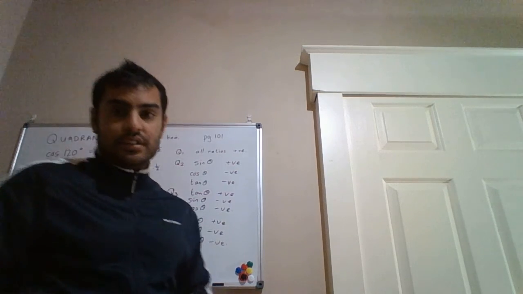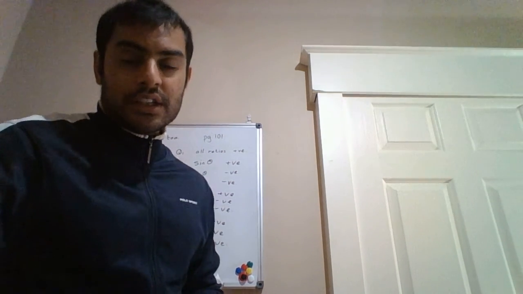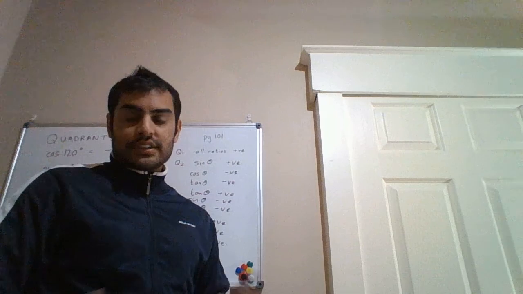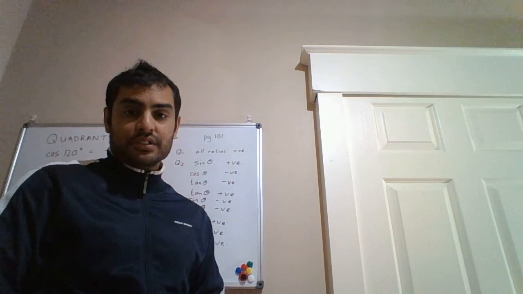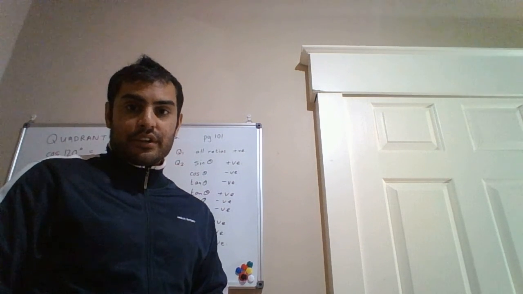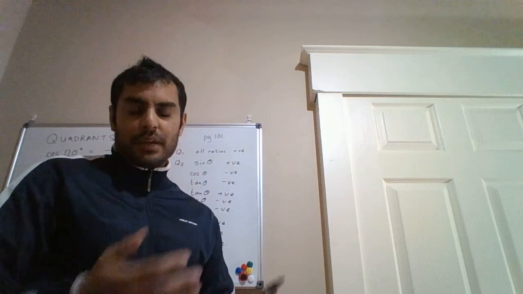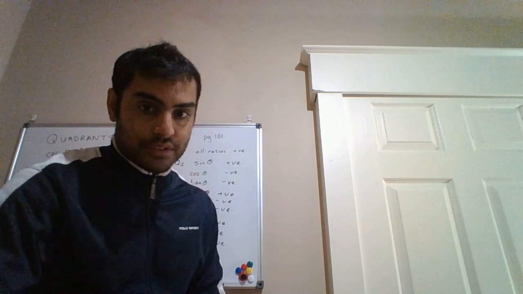Okay, so that concludes this first video, just on quadrants and angles which are obtuse. And in the next video, we'll see how we can plot these angles and get a graph for the trig ratios.